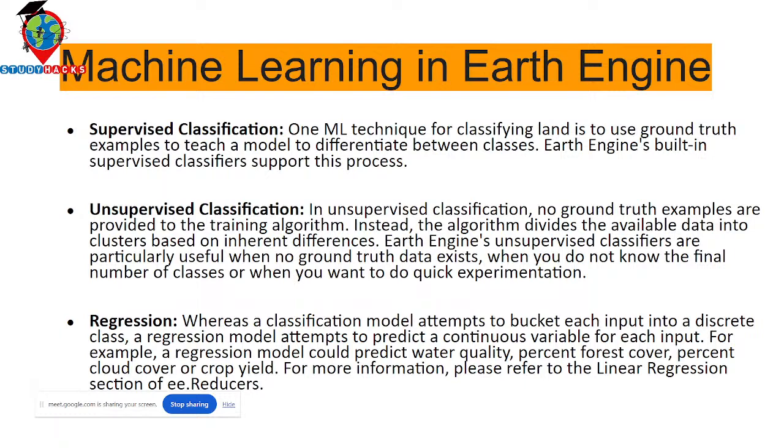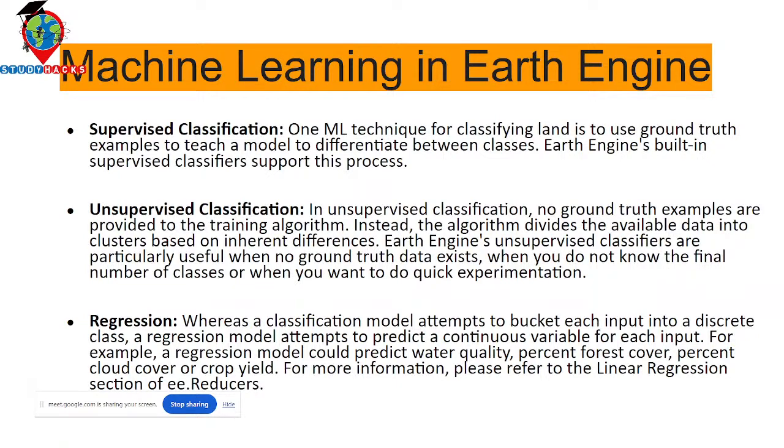But for unsupervised classification, you don't need to take any ground truth data or any training samples. Without taking any training samples, we can easily perform unsupervised classification. But for supervised classification, you must take training samples for classification or regression. I will show you how we can perform both processes further on.